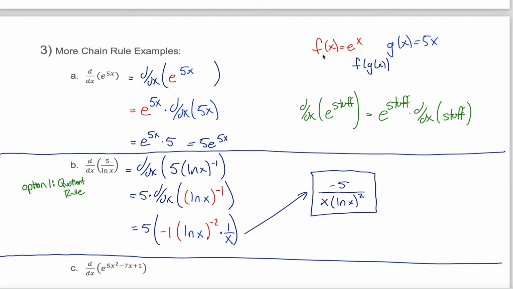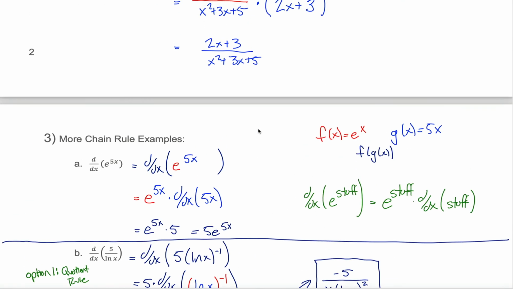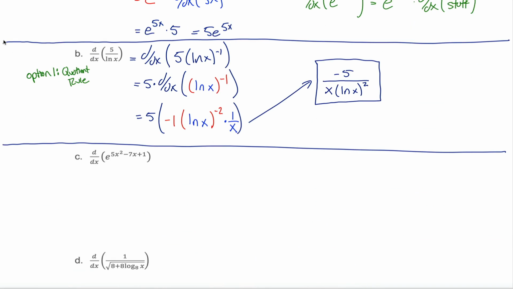Why? Because all we're doing is we're taking f of x equals e to the x, and g of x is 5x squared minus 7x plus 1, and we're composing those two in this order. You will get to the point in this class where you see a problem like this, and it's a one-step immediate answer. You just write e to the 5x squared minus 7x plus 1 times the derivative of 5x squared minus 7x plus 1, which is 10x minus 7.